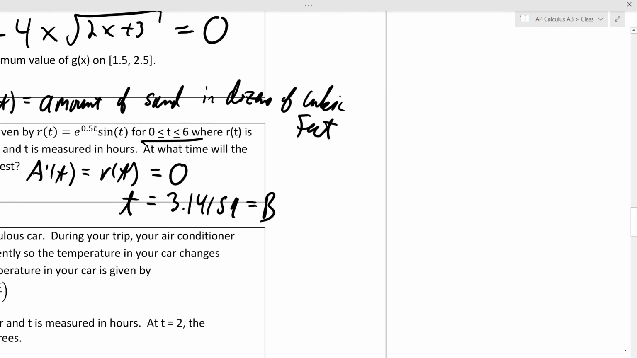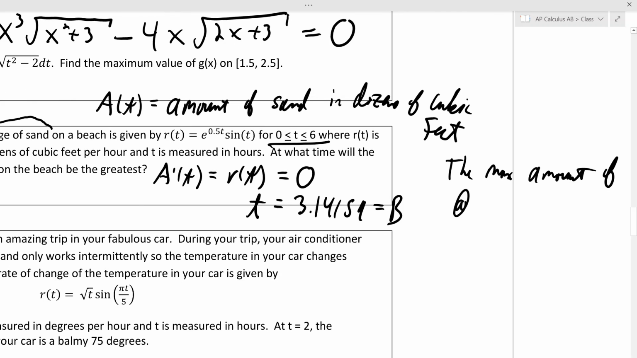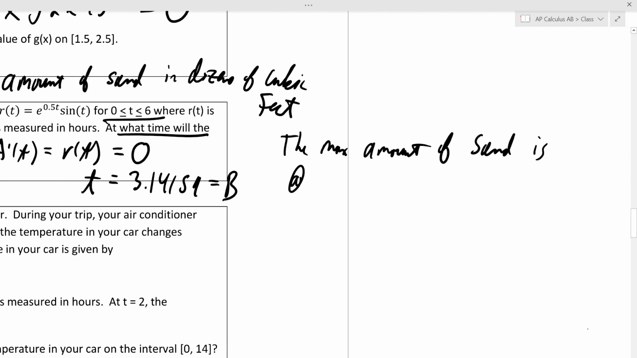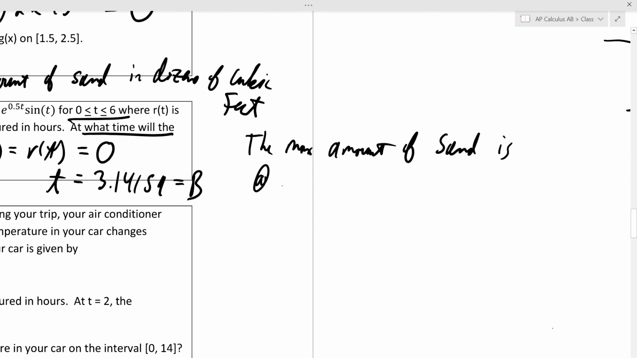All right. So you're going to write, in my sloppy handwriting, the max amount of sand is at. Yes, so again, it says what time will there be a maximum, not what is the maximum. So at time equals B, which is pi. So again, you can put B or pi there, it doesn't matter.